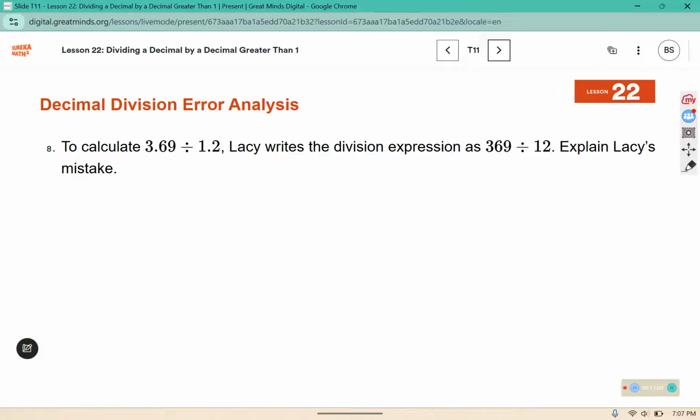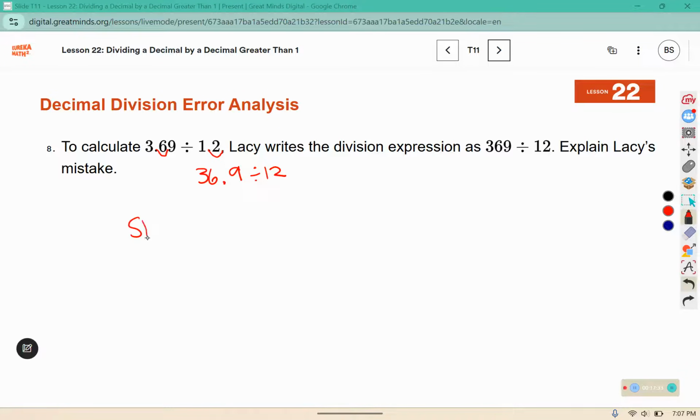8. To calculate 3.69 divided by 1.2, Lacey writes the division expression as 369 divided by 12. Explain her mistake. We would move the decimal 1 place here, so we would need to move it 1 place here. It should be 36.9 divided by 12.